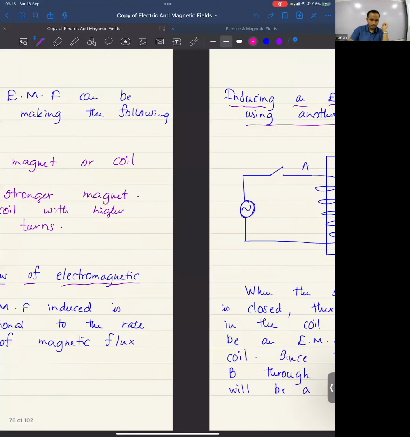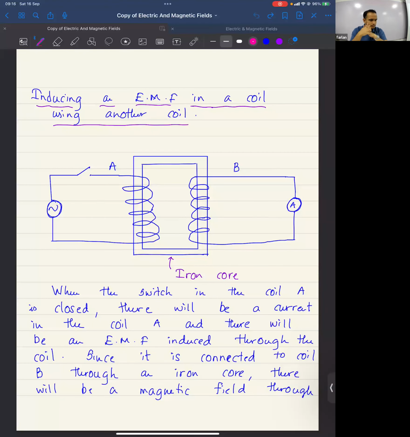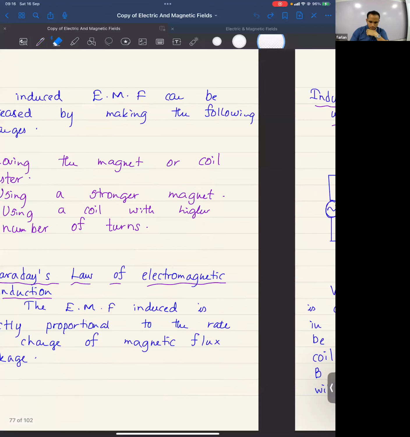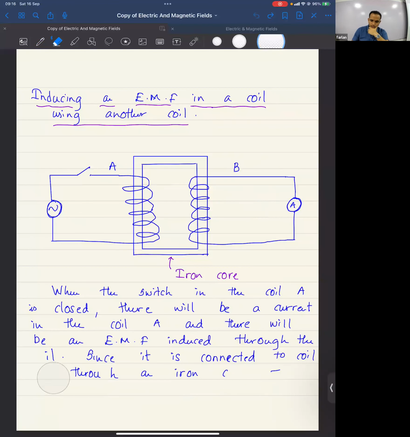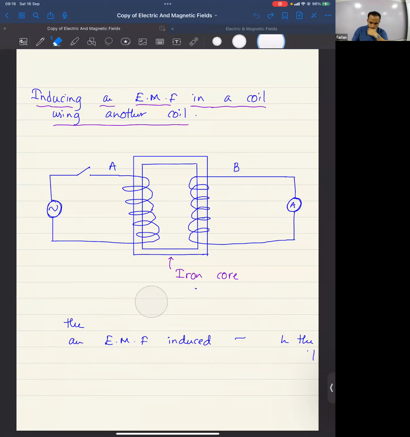Write down the next subtopic: inducing an EMF in a coil using another coil.